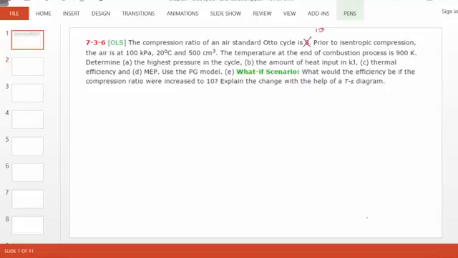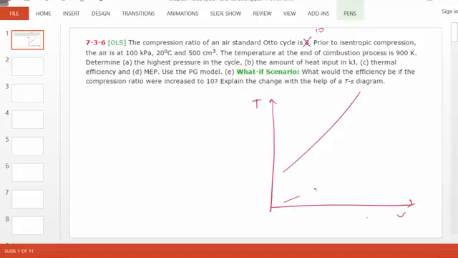First things first, we have to draw the cycle on a TS diagram to understand the problem, to understand what is given to us. Before we start solving any problem, we draw the TS diagram: two constant volume lines. That's how an Otto cycle looks in a TS diagram. So these are constant volume lines.